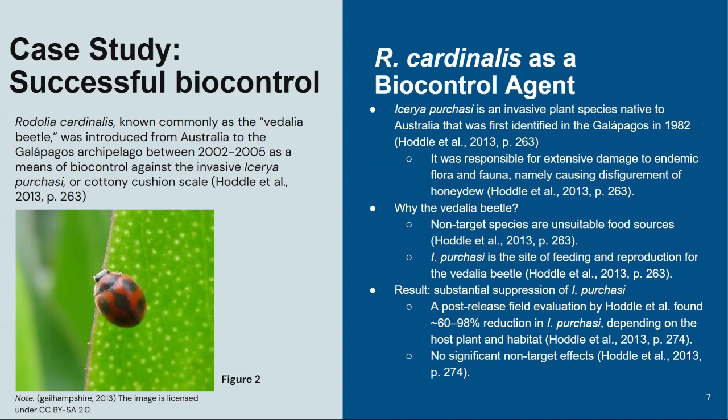A post-release field evaluation by Hoddle et al. found approximately 60 to 98% reduction in the cottony cushion scale, dependent on host plant and habitat. There were also no significant non-target effects resulting from the introduction of the vedalia beetle. Therefore, the vedalia beetle did serve as an effective form of biocontrol in this instance.